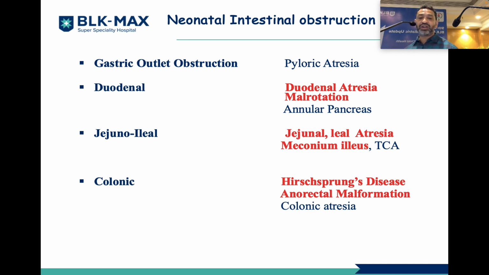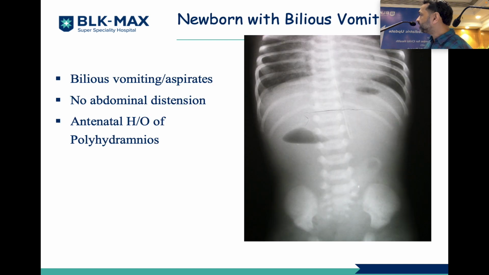Now, before moving on to the next part, where I will be discussing some common classical findings of the abdominal X-rays which we come across in neonatal obstructions, I just want you to memorize the common conditions of intestinal obstruction in the newborn period. Gastric outlet obstruction, the cause is pyloric atresia. Duodenal obstruction, the cause is duodenal atresia, malrotation. Jejunal-ileal obstruction is mainly because of atresias in the jejunum and the ileum, meconium ileus, and sometimes total colonic aganglionosis. And colonic obstruction can be because of Hirschsprung disease, anorectal malformation, and colonic atresia. So these are the common differential diagnoses which should always be in your mind whenever you are reading an abdominal X-ray.